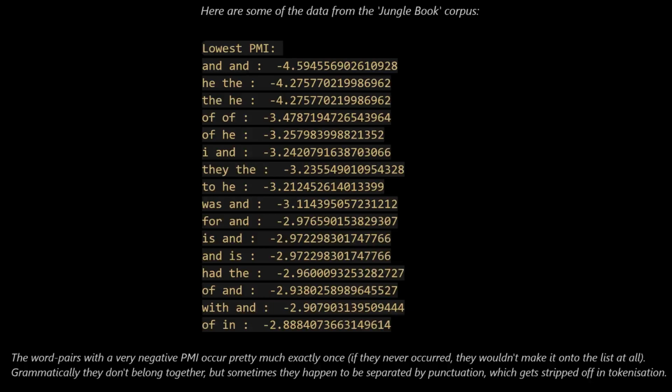The bigrams with the most negative PMI occurred pretty much exactly once. If they had occurred 0 times, they wouldn't be on the list. Grammatically, they do not belong together, but most of them were separated by punctuation before the tokenization process stripped it out. We see that the probability of the next token is heavily influenced by the preceding context.